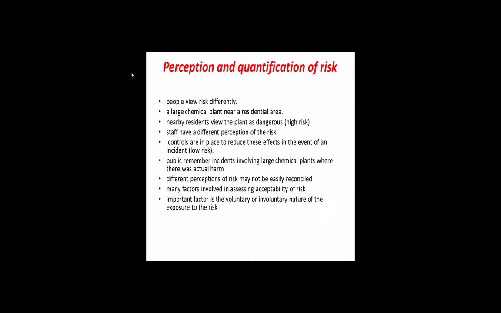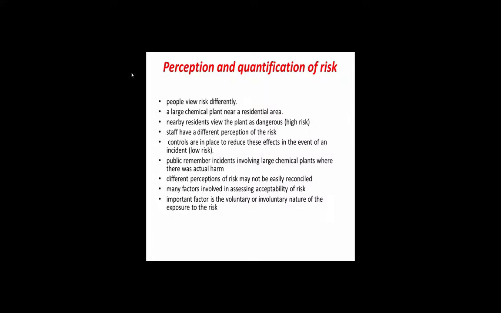When we're talking about perception and quantification of risk, one of the things that we need to be very aware of is that people view risk differently. If we consider the example of a large chemical plant near a residential area, the plant might have been there for a long time, having been built before the residential area became established. People moved in, and the nearby residents view the plant as dangerous, with the potential to cause great harm, so they see it as high risk.